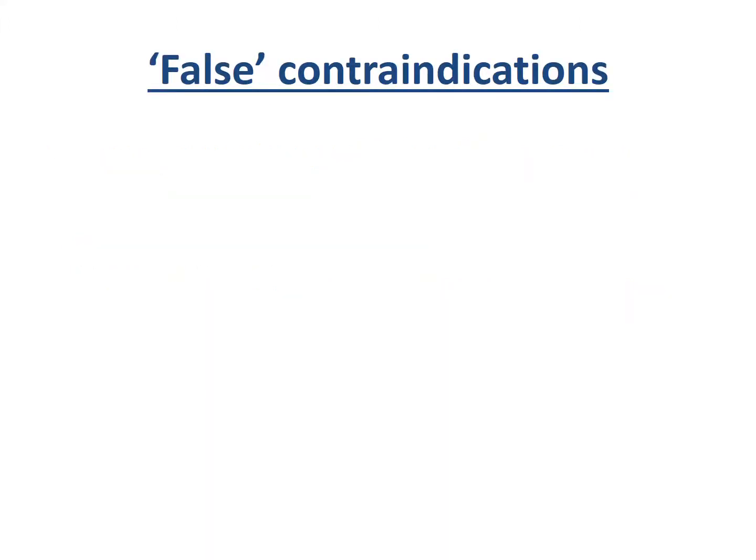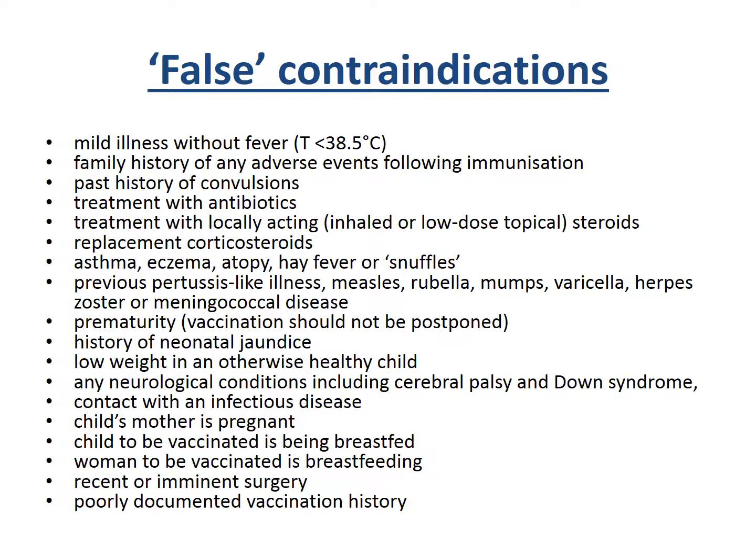So, false contraindications to vaccinations. All of these things. A mild illness without fever, just if you've got a cough or cold, you can still have your vaccine. Family history of adverse events, past history of convulsions, being on antibiotics, you can still have a vaccine. Inhaled corticosteroids, you hear this one. Any corticosteroids. Oh, my child has asthma, eczema, hay fever, a bit of a sniffle. Previous illness with anything that might be vaccinated for.